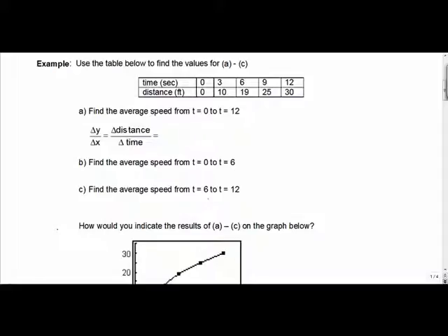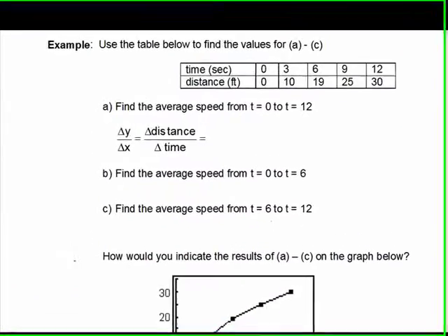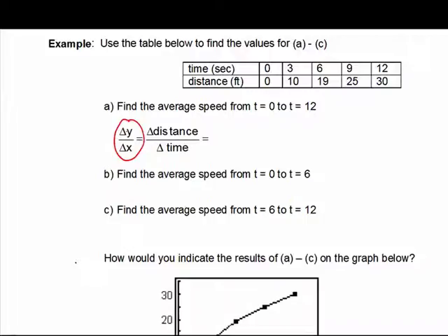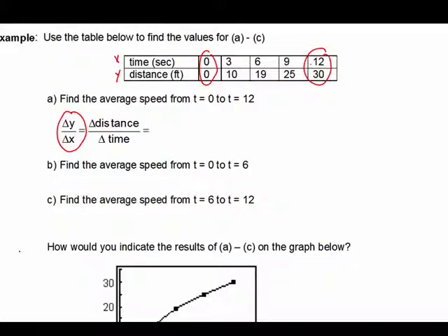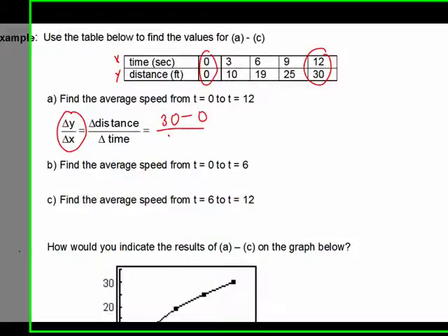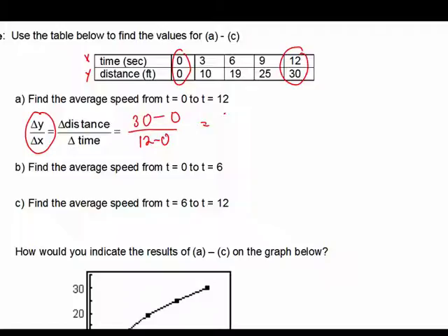Suppose I'd like to find the average speed from t equals 0 to t equals 12. Again, I'm computing something equivalent to the slope. So I will do delta y over delta x, which in this problem, delta y would be the change in distance, and delta x, as you would think of it, is the change in time. So we're going to do change in distance over change in time between t equals 0 and t equals 12. So change in y would be 30 minus 0 over 12 minus 0, or in other words, 30 over 12.